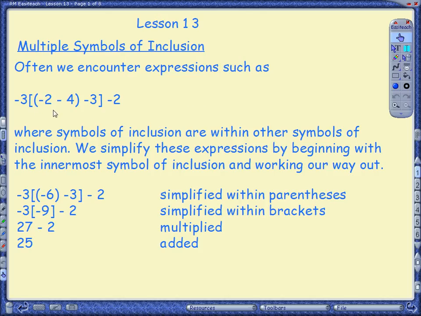So our innermost is -2 minus 4. We add those together, and it's -6. Now our innermost symbol of inclusion is the brackets. -6 plus -3 is -9. Now we have to multiply first before we add or subtract. -3 times -9 is +27, and 27 minus 2 gives us 25.